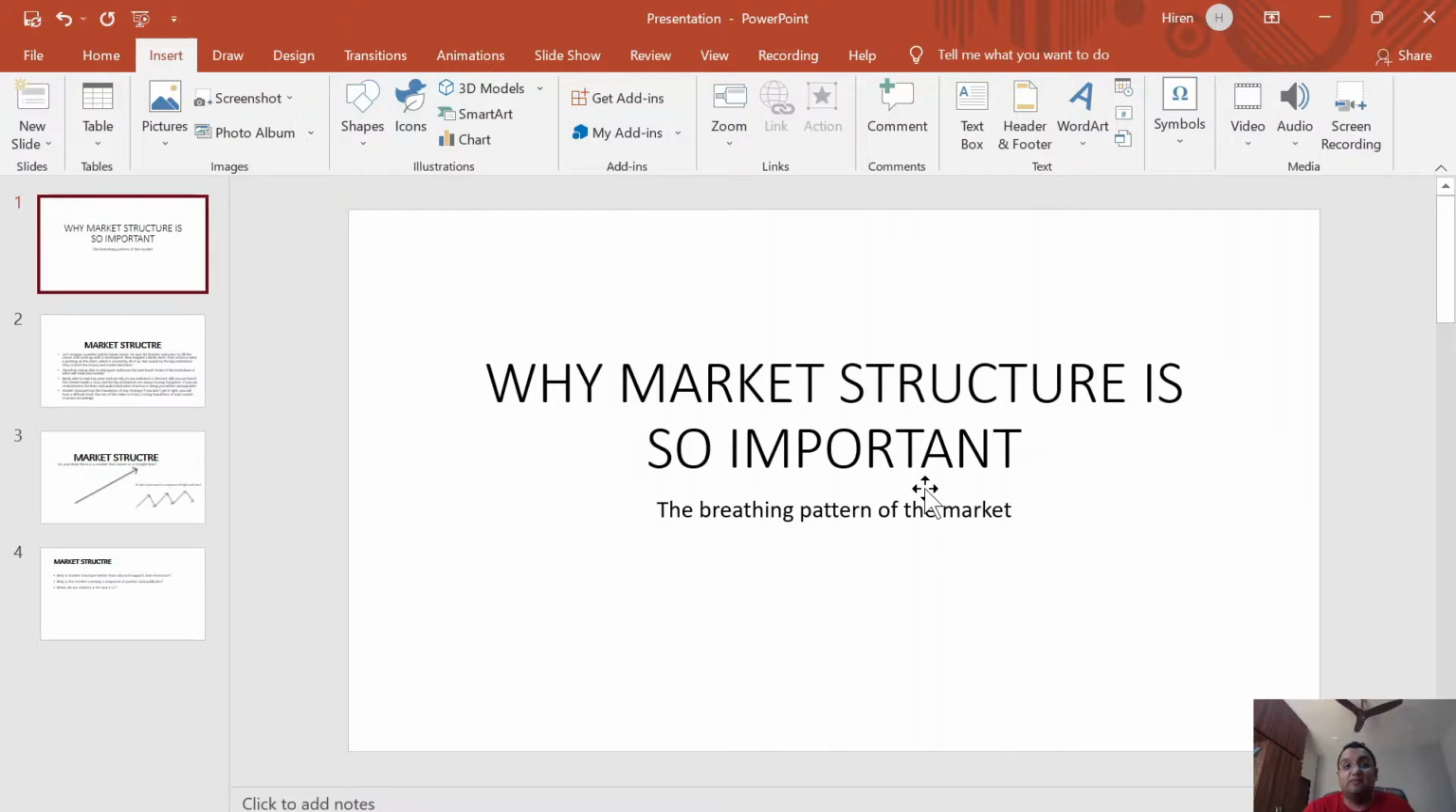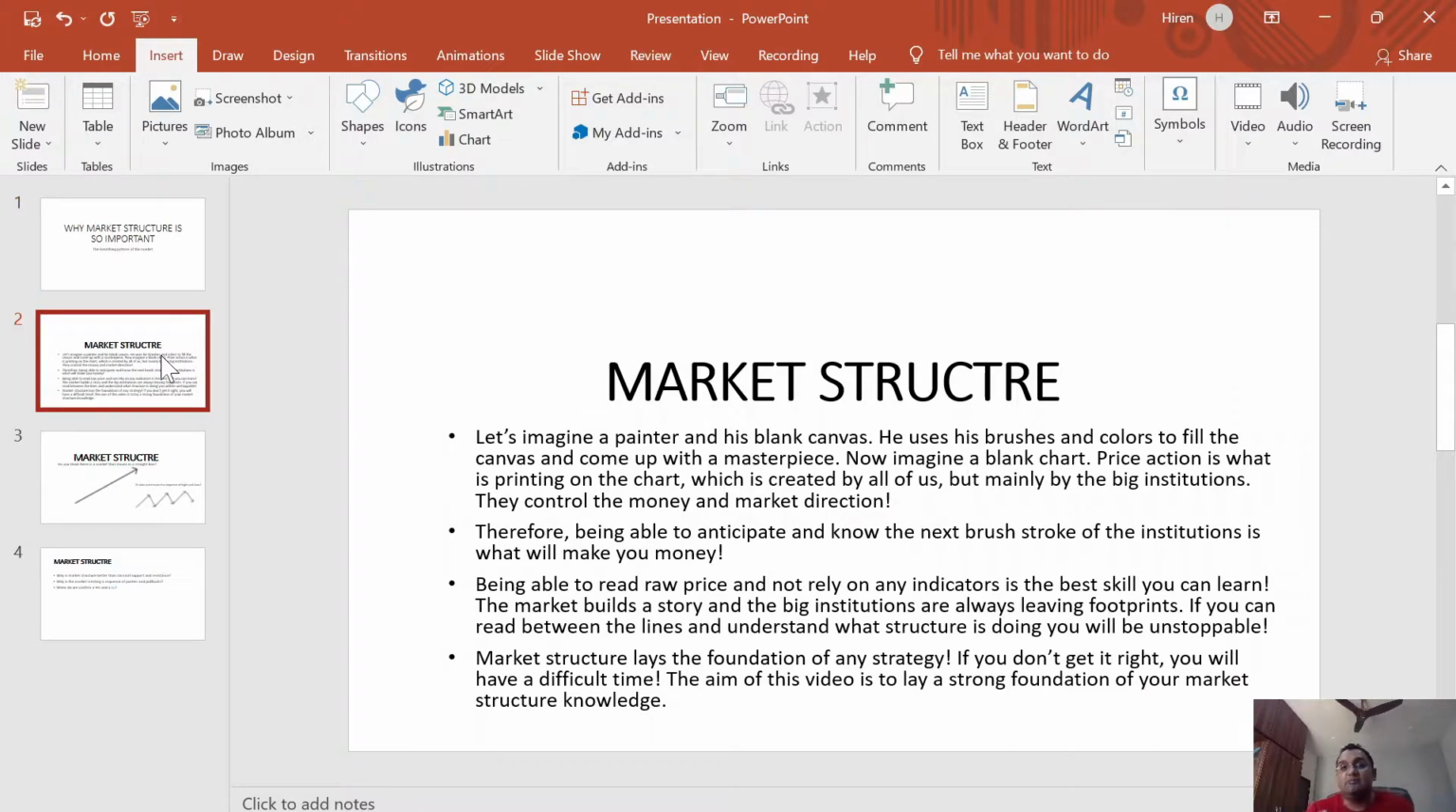The action of the price is how the market moves. It is the candles that are printing on your screen that create the actual market structure. Alright. So actually price action creates market structure. To illustrate this even much better, I want to give you an example.